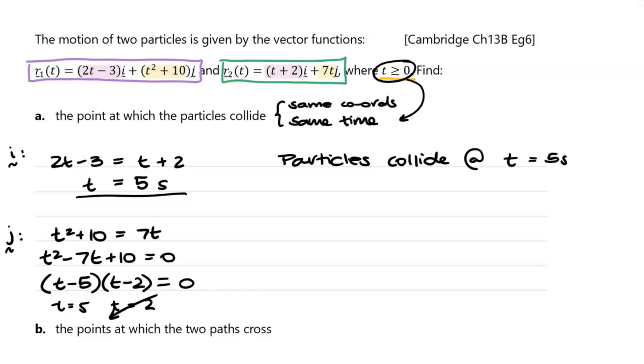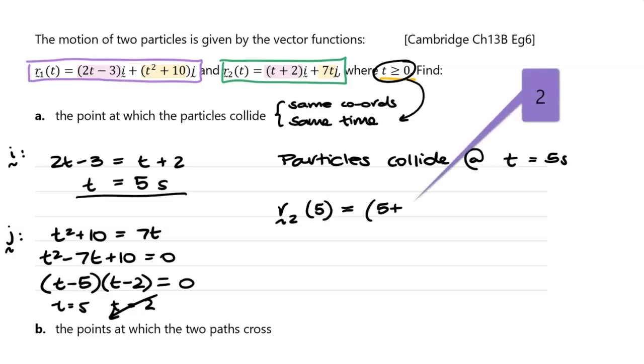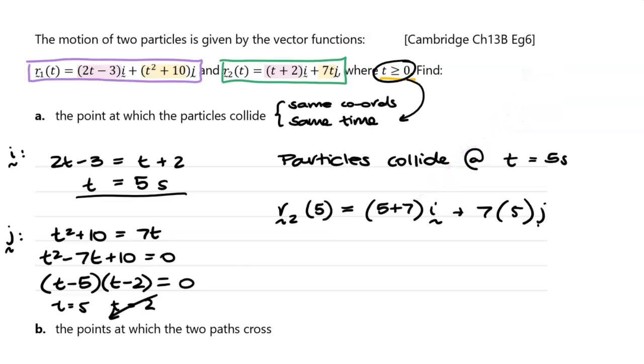So now what we can do is substitute that value of t into either of the parametric equations that we have. I'm going to sub it into R2 because that's simpler. So if we sub in t equals 5, that's going to give us 5 plus 2, so 7i plus 7 times 5j, which is 35j.